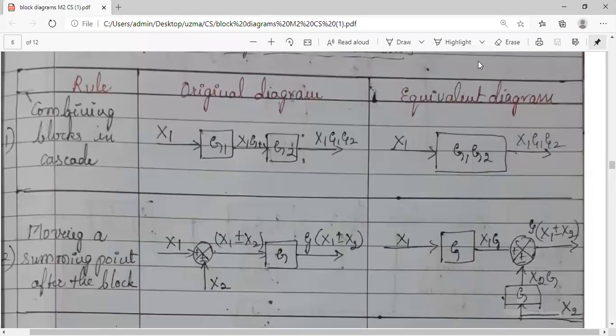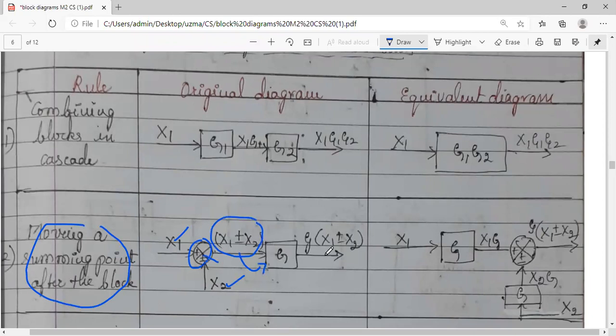We were actually discussing the block diagram reduction rules. So let us see what is the second rule, which is moving a summing point after the block. This is your summing point, and generally I have taken plus or minus. So the two signals x1 and x2 are either added or subtracted. This is your input to this block, that is having the transfer function or the gain capital G.